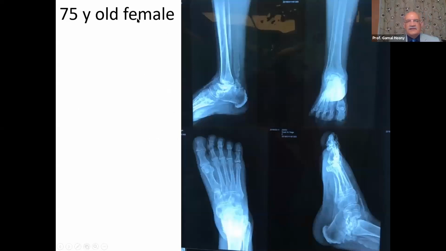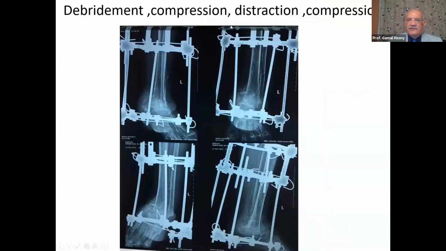Another example of a 75 years old female with Charcot joint. And this is after 1 year, dislocated joint, Charcot dislocated joints, chronic ulcer, and infection. All the prerequisites for amputation. Again, we did debridement, compression, distraction, and compression.